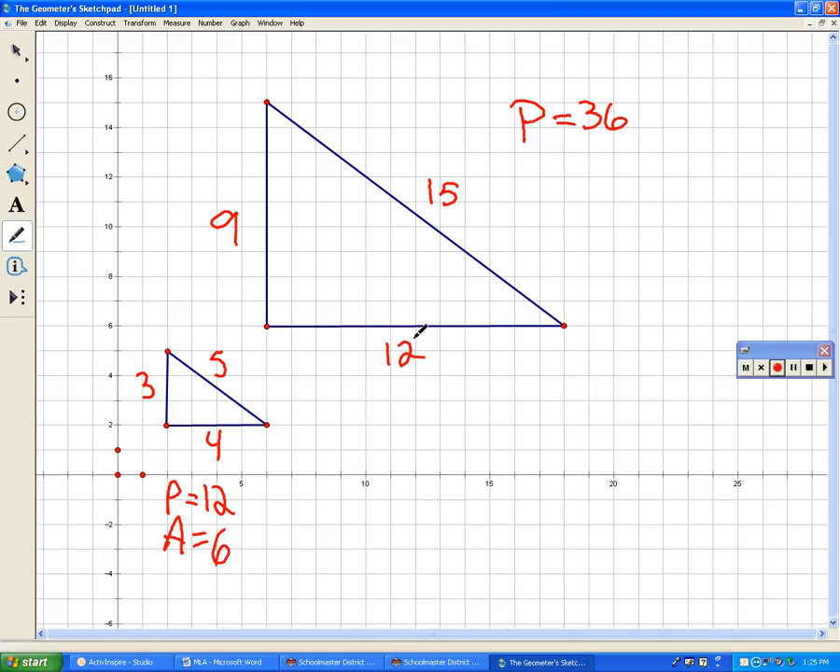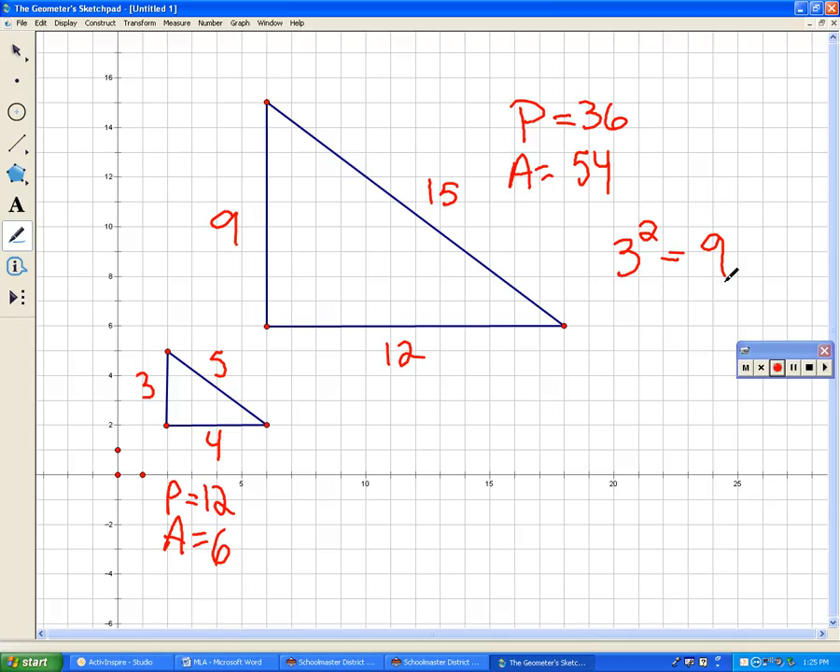What is the area of this big triangle? 54. 6 times 9, 54. How many times bigger is this than that? 9 times. Can anyone tell me how you can dilate by a factor of 3 and get an area that's 9 times as big? It's not cubed because it's area, so it's squared. Awesome. So since area is square units, if my scale factor or my dilation factor is 3, to figure out how the areas compare, I have to square that number.